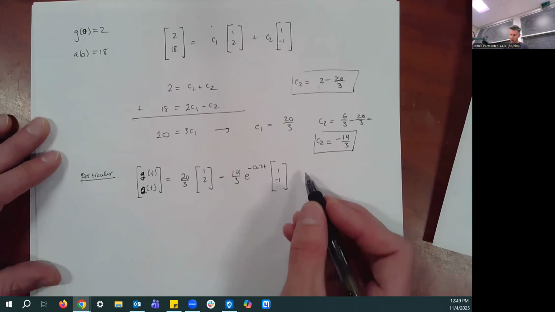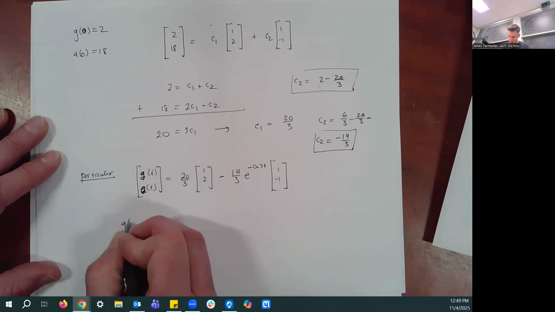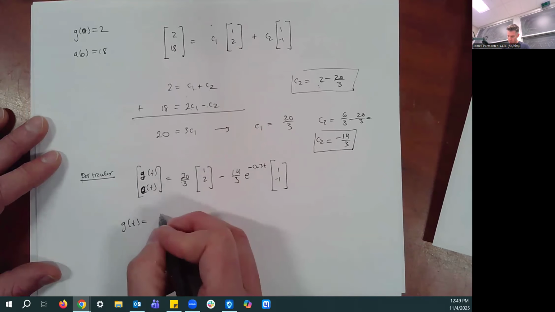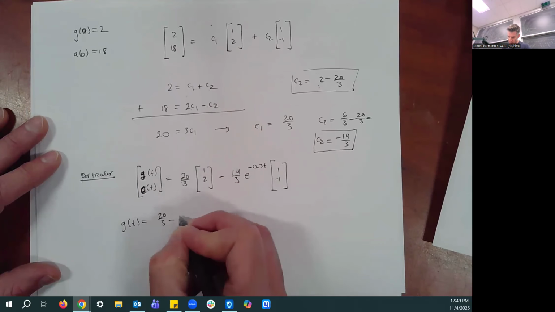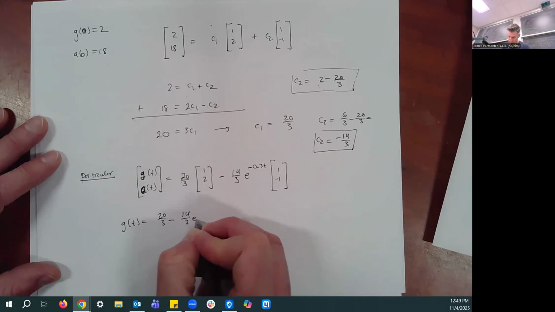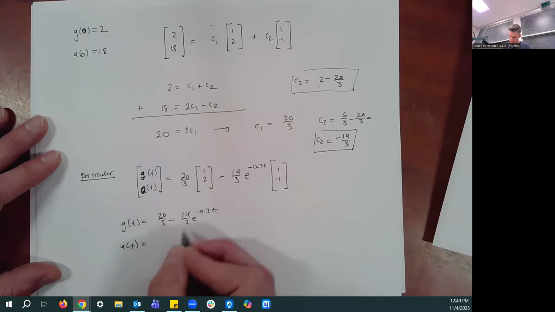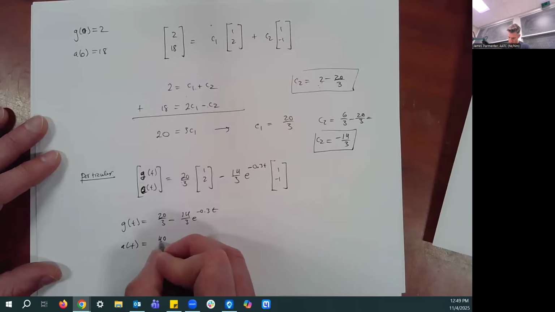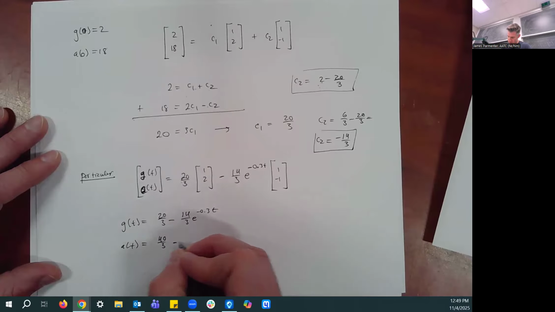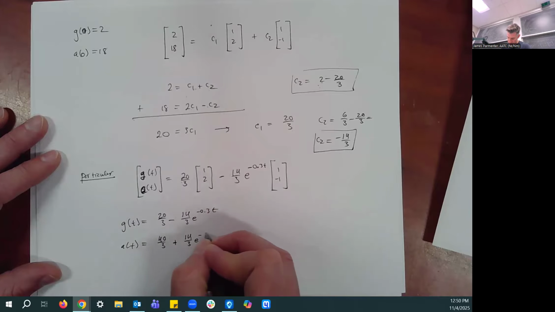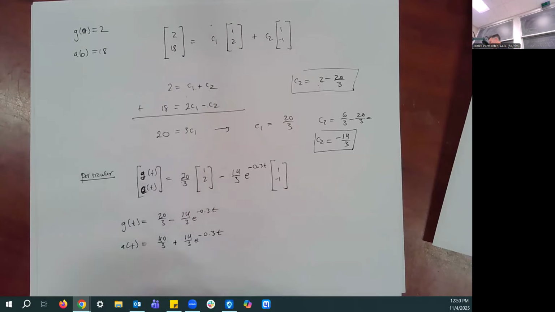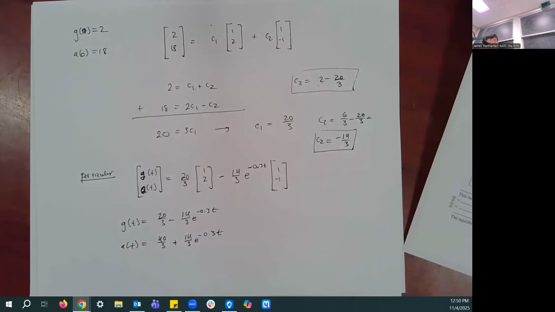So writing out our solutions, our G of t is equal to 20 thirds times 1 minus 14 thirds e to the negative 0.3t. And our A of t is equal to 20 thirds times 2, which is 40 thirds, minus 14 thirds times negative 1, so plus 14 thirds e to the negative 0.3t, which after our correction just a moment ago is exactly what we had for our solutions.